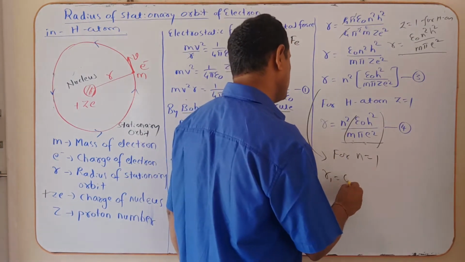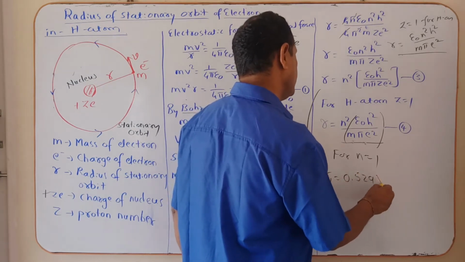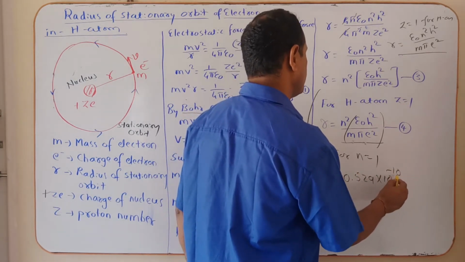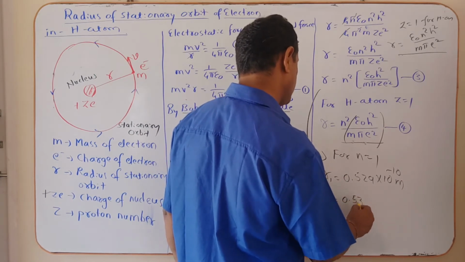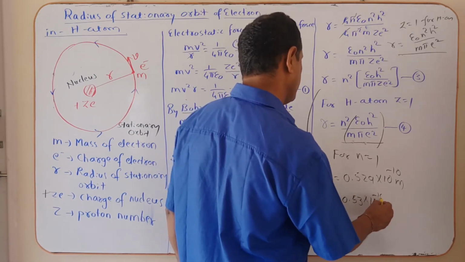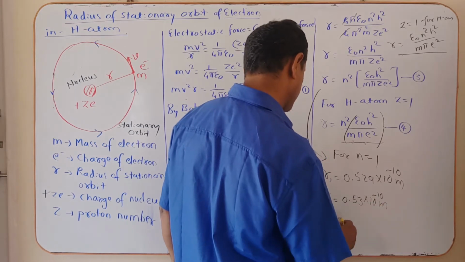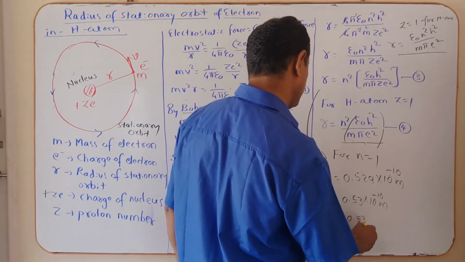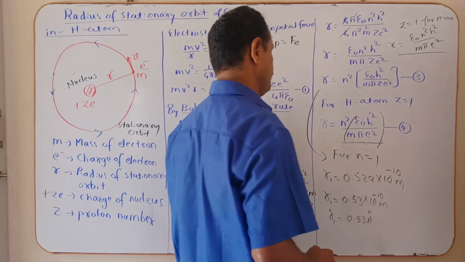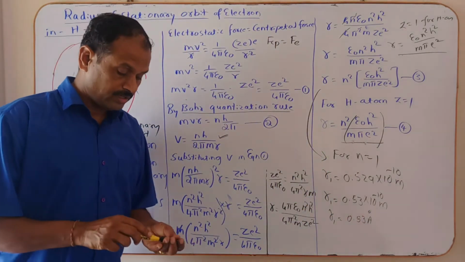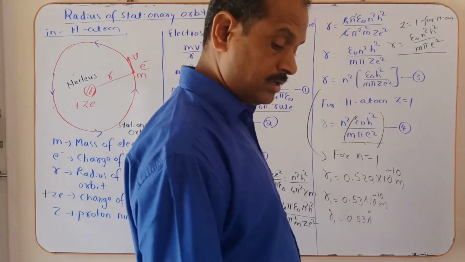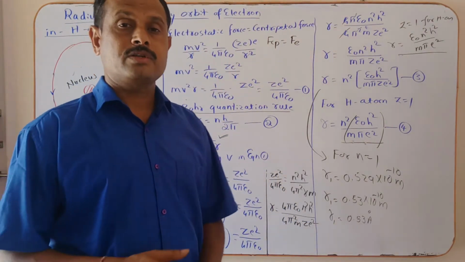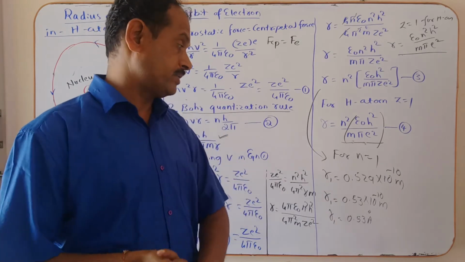R1 is equal to 0.529 into 10 to the power of minus 10 meter, or R1 is equal to 0.53 into 10 to the power of minus 10 meter, or 0.53 angstrom. This is said to be the radius of the first orbit of an electron in hydrogen atom.